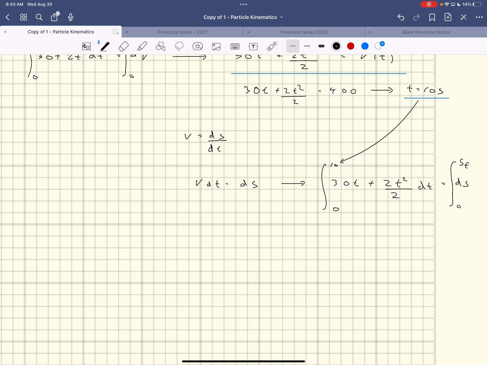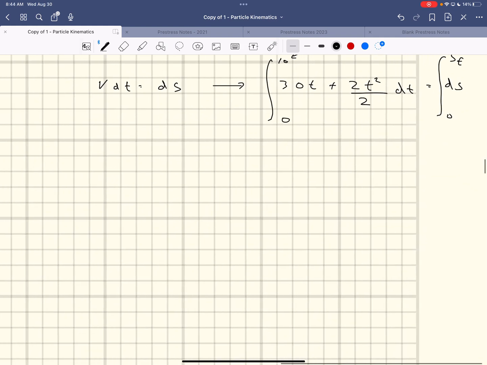I could put in that 10 seconds there. I know it's going to go from there to there. And so in my calculator, I would put this in just like that. Then carry out that definite integral, and it would give me my answer. SF is equal to 1833 meters.